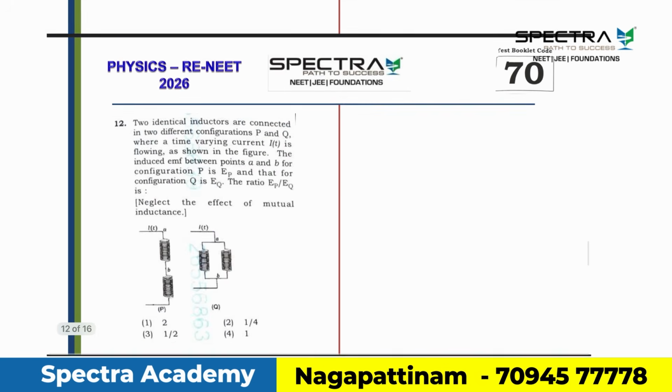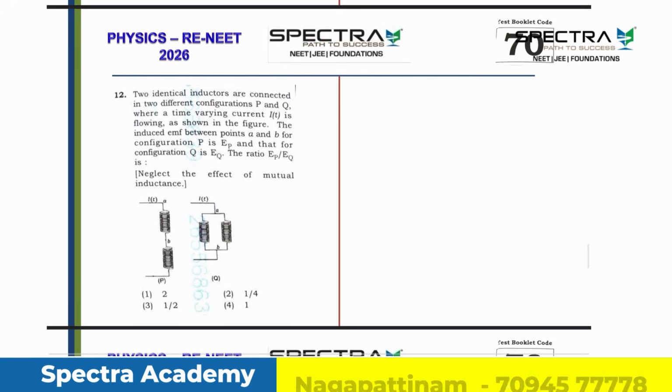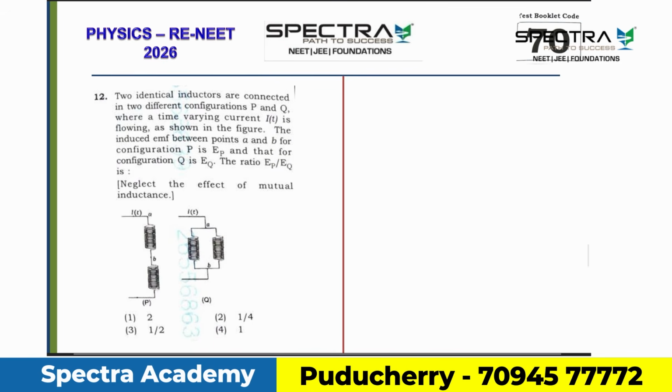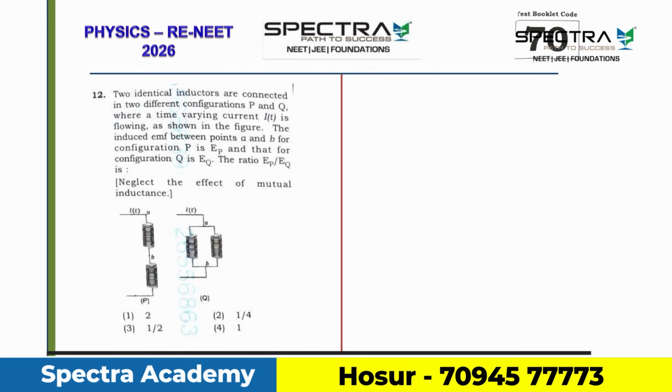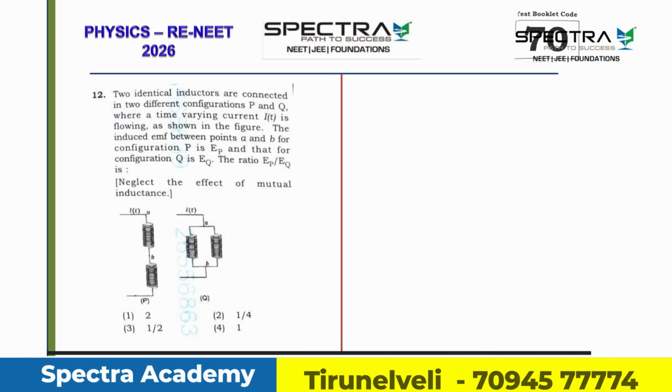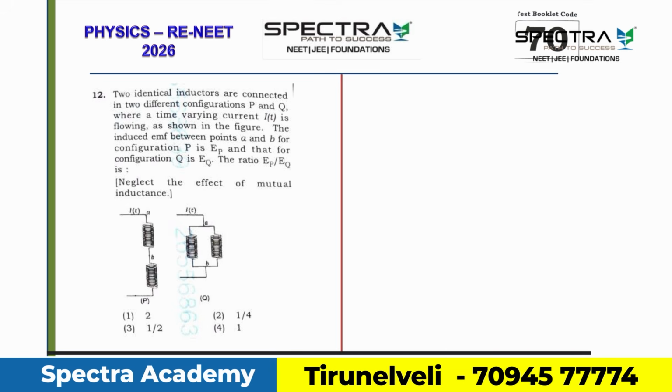Question number 12, students. Two identical inductors are connected in different configurations P and Q, where a time varying current I of t is flowing as shown in the figure. The induced EMF between points A and B for configuration P is EP and that for configuration Q is EQ. The ratio EP by EQ is. So it's a simple idea.